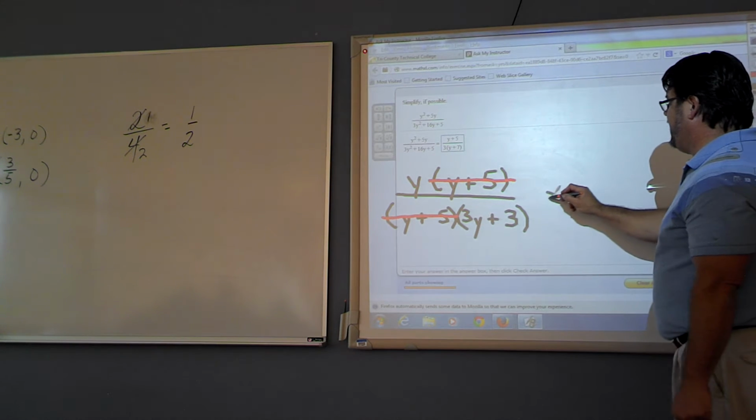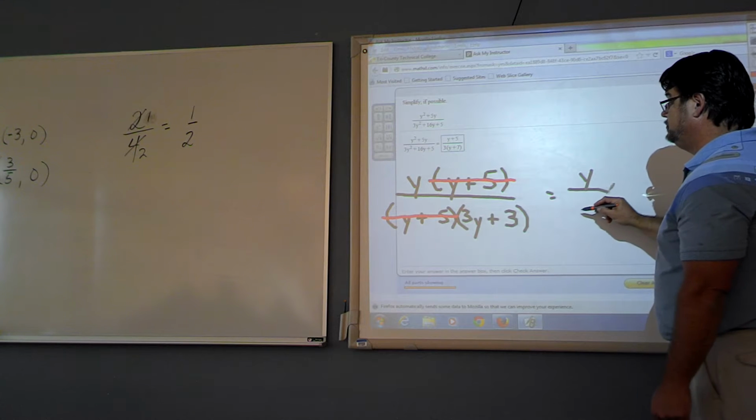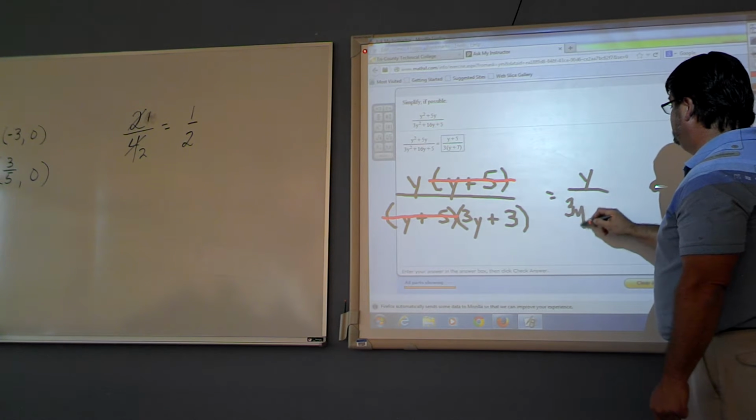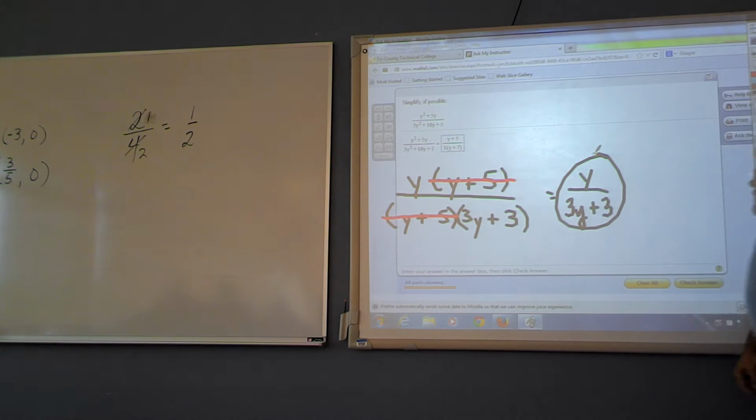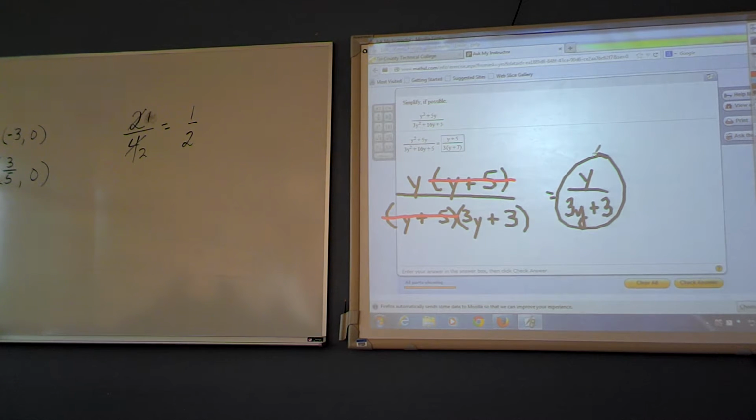I'm gonna leave you with y over 3y plus 3. Now, you could factor out that 3 if you wanted to, but that's the more simplified version. Okay? And that answer up there is the answer that they gave, and that's why they got it wrong. Okay? All right, we're gonna move on.